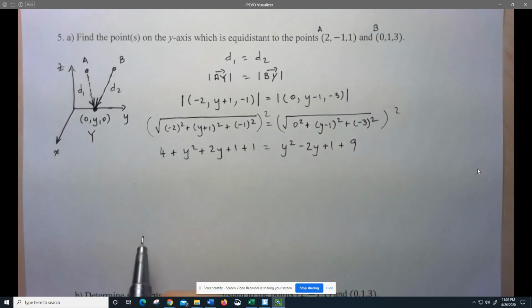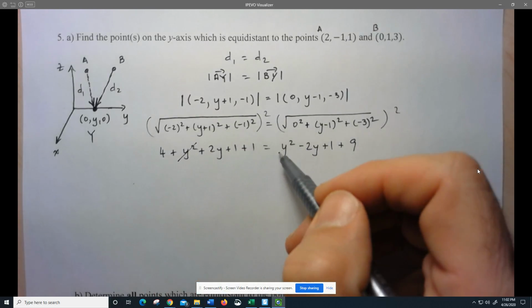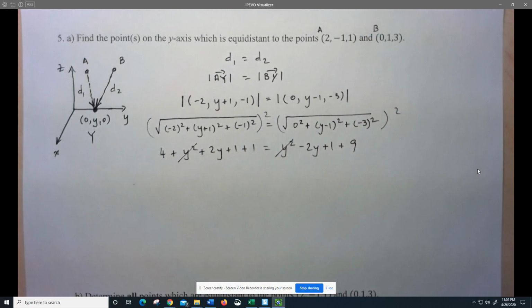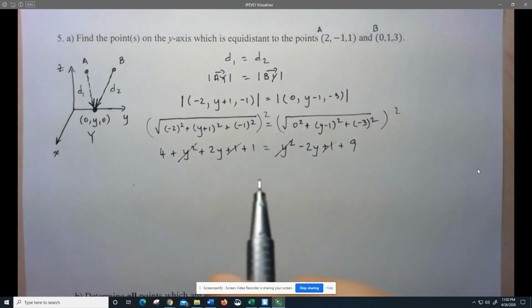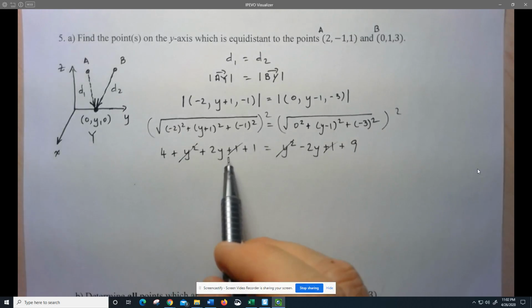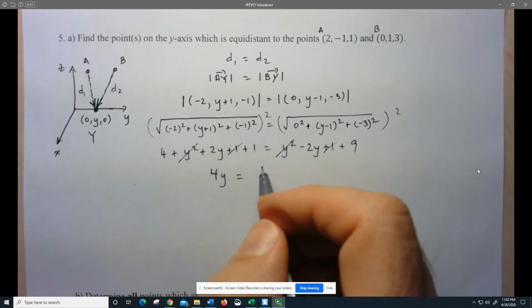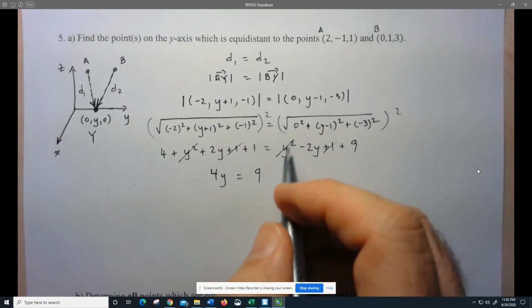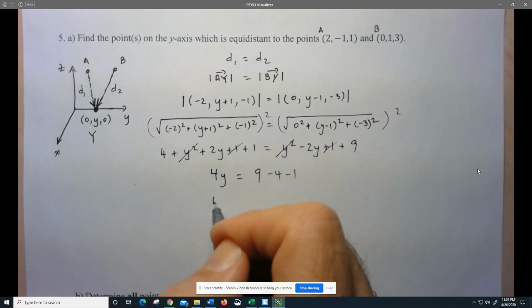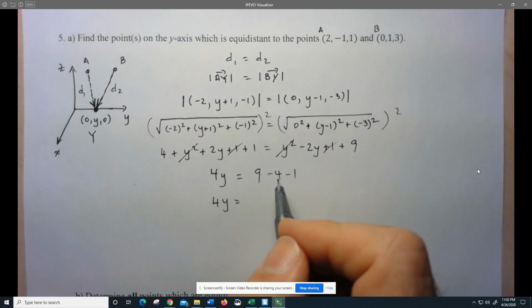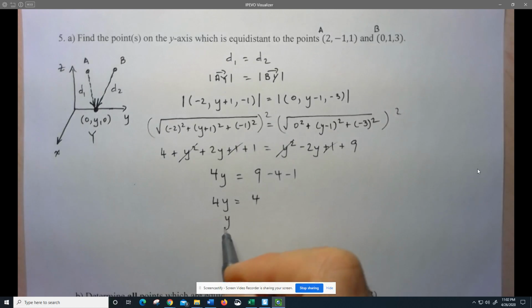And this is where we see something very nice happening. The y squareds just cancel out. You can just subtract y squared from both sides. In fact, this one cancels out with that one. So if we start to do a little simplifying here, well, let's bring all the y's to one side. So 2y plus 2y, we have 4y. And then here, what do we have? Well, we're left with a 9, and then we'll bring the 4 minus 1. So we just end up with 4y is equal to 9 minus 4 is 5, minus 1 is 4. And there you go, nice and easy. Y is just equal to 1.